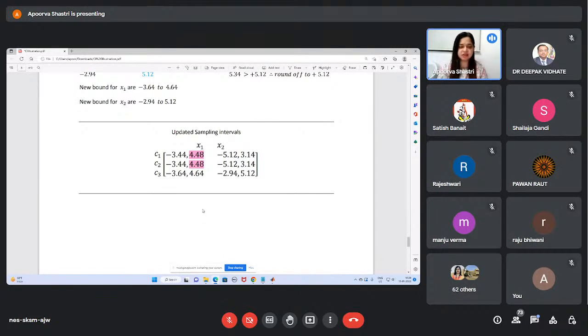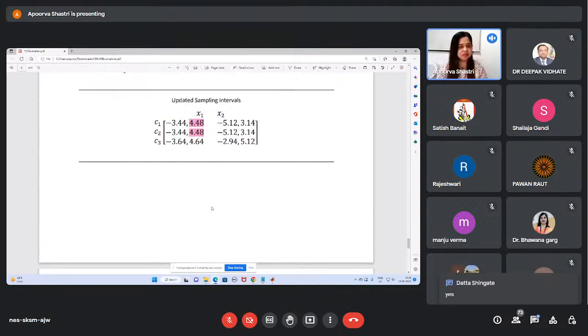Yes, everyone, updated sampling intervals. Have you written the updated sampling intervals? I'll give one more minute if others have not completed. Please at least write this matrix so that if you want to solve it later on, you can cross check the result.